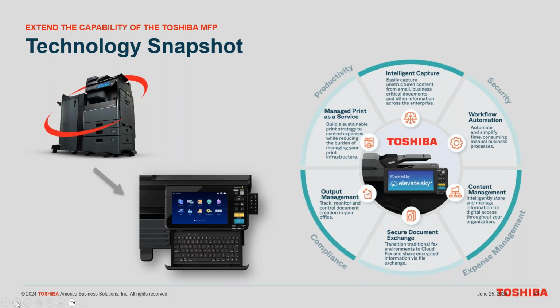So one of the tools that we use at Toshiba is our technology snapshot. And this is really a way that we can sit and have a conversation with you folks to determine and really help find some of the areas that are challenges in your organization. And then we can help use that as a tool to find the proper solution and to really find the right fit, which we'll get to in a couple of minutes.